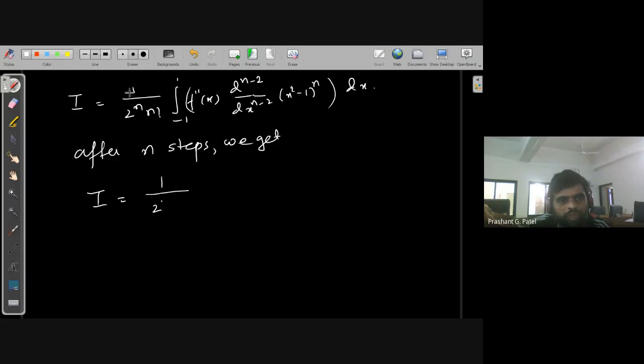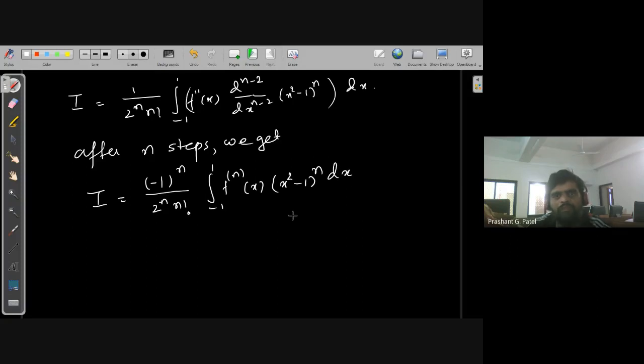So you can observe that the next time when you do it, a minus sign will come. So it is an alternating sign. So it will come minus 1 upon 2 power n into n factorial, integration from minus 1 to 1. So when you do the nth, this is the second step. Then when you do this, the second step, then it will be the nth derivative of x square minus 1 power n dx you will have. Because in that step, x square minus 1 power n dx is there.